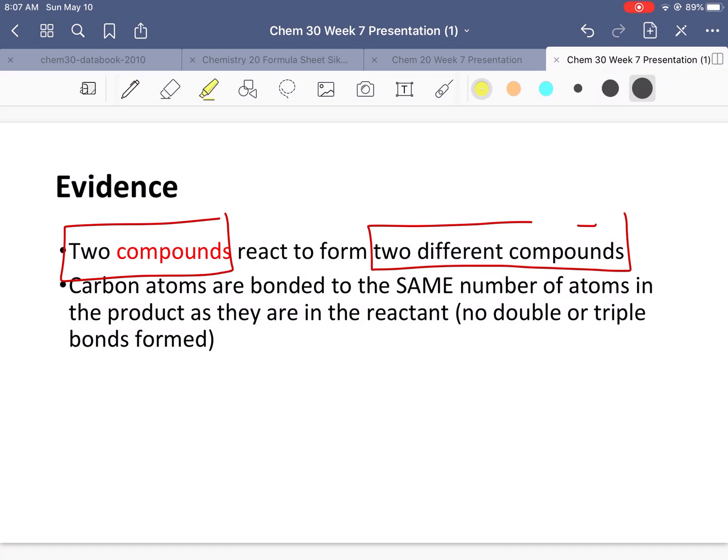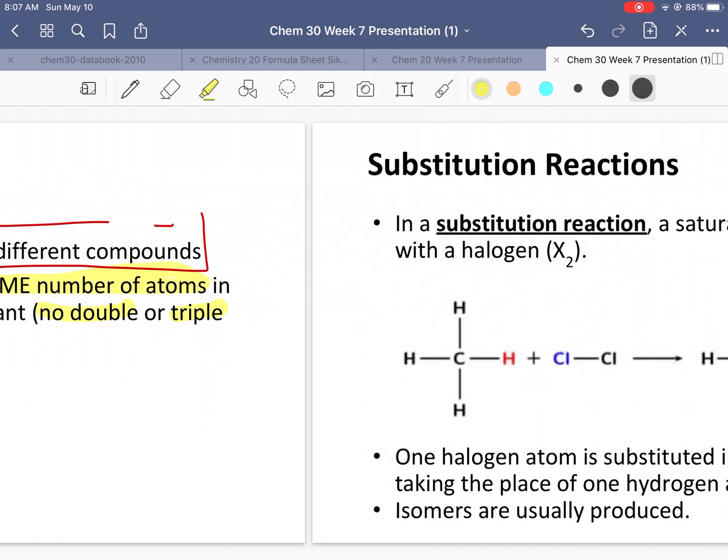Now, when you do a substitution, the carbon atoms are still bonded to the exact same number of atoms in the reactants as they are on the product. So we're not trying to change the type of bonding. We're not forming double bonds. We're not forming triple bonds. We're not breaking double bonds. We're not breaking triple bonds. It's going to stay consistent from the reactants to the products. Another thing you can look for.